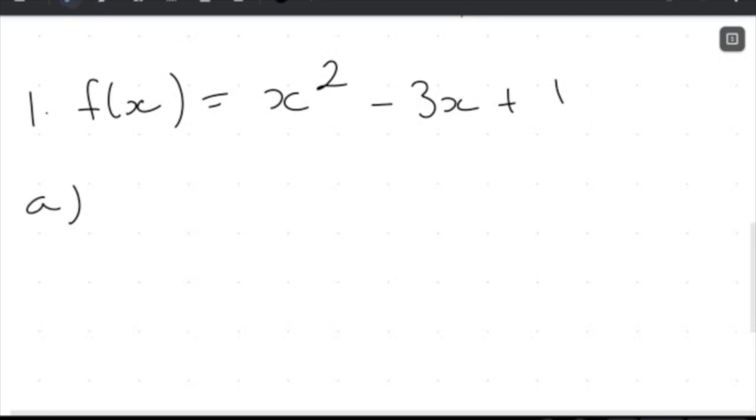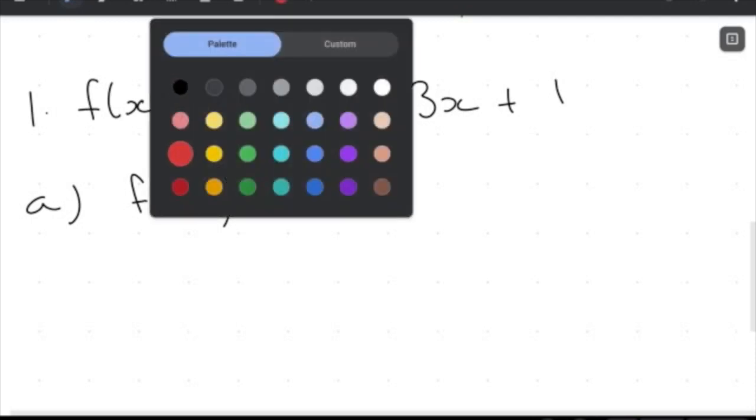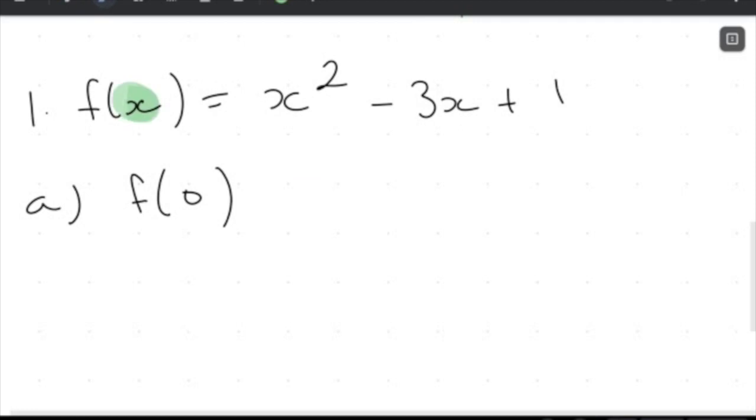And we're going to look at how we can work with this particular notation. So for part A, we want to find f of 0. So what this is telling me here is that instead of x now, we're going to put in an input of 0. So let me actually write that in here.